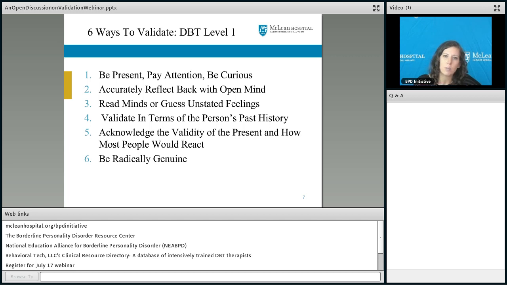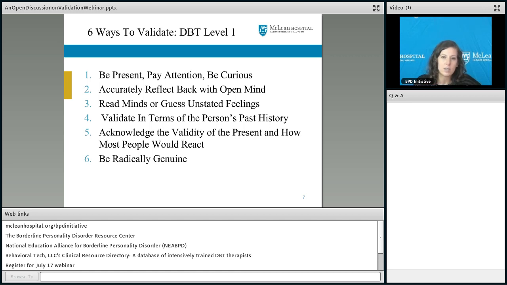Number 5 is acknowledging the validity of the present and how most people would react. And so this is a great way to validate someone who's having a new experience and thinks that their own experience and emotional reaction may be sort of outside of the norm. So I think when people are having a job interview for the first time and they're very anxious, it makes sense, right? Things like job interviews are anxiety provoking for people, right? So it's not saying, oh, everybody feels this way, okay? Because sometimes that can get you in a little bit of trouble.